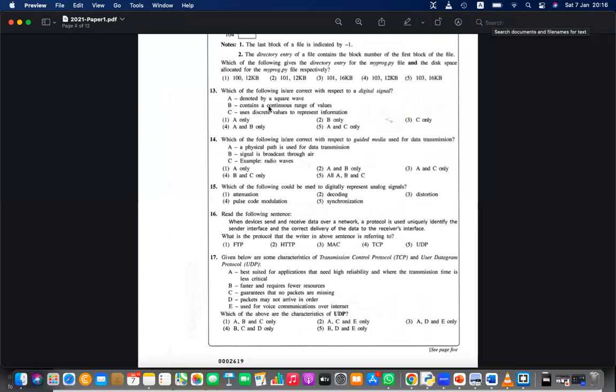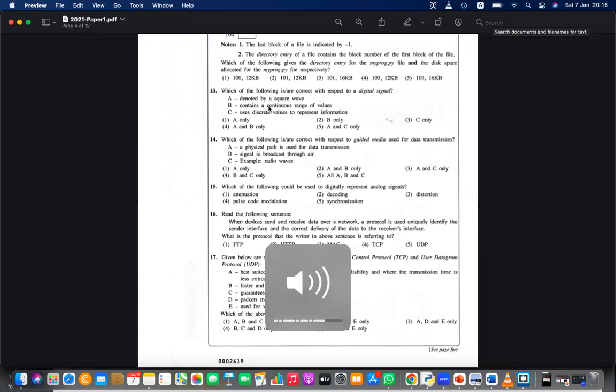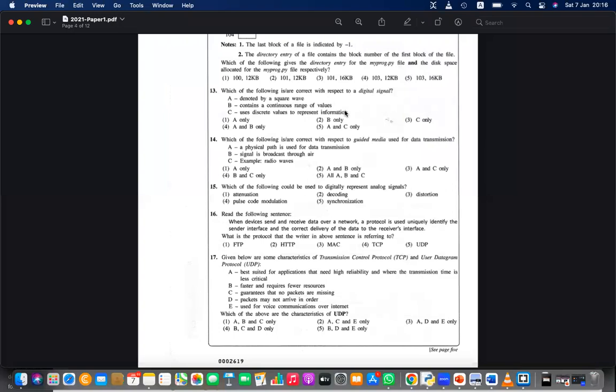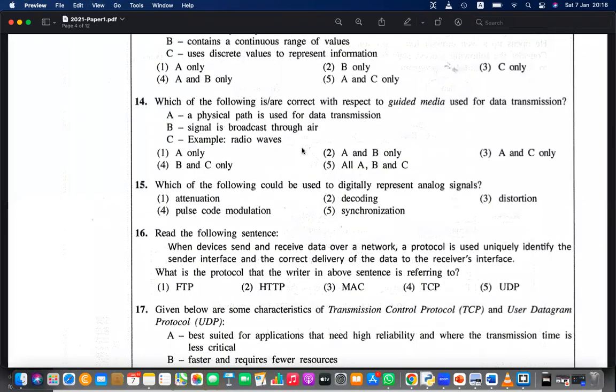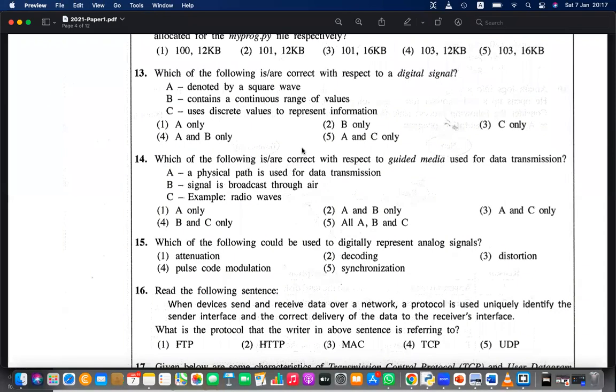Which of the following is correct with respect to digital signal? Digital signal is denoted by a square wave. Yes, mostly it is a square type wave. It contains a continuous range of values. It contains a continuous set of values.